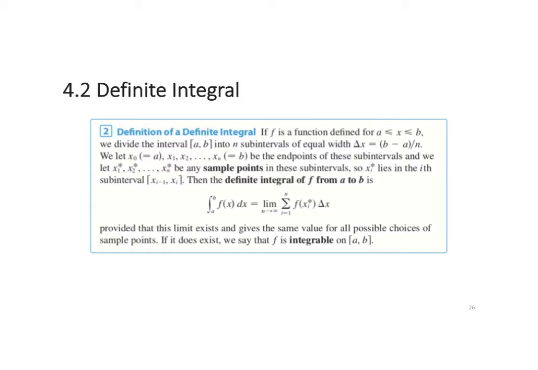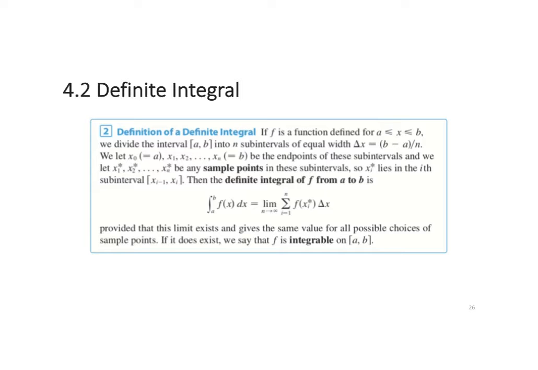And so we call the definite integral of f from a to b this. This symbol here is the integral symbol. Integral from a to b of f of x dx is the limit as n approaches infinity of the sum from i equals 1 to n of f of xi star delta x.